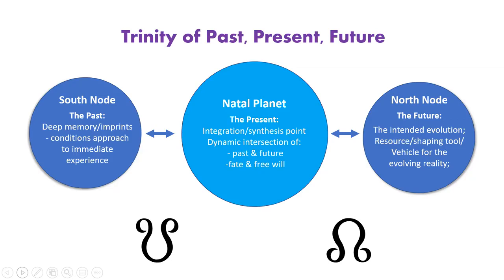And again, any triggering of the north and south nodes is going to set up optimized environmental conditions and optimized circumstances by which the soul can experience, observe, and evolve. All right.